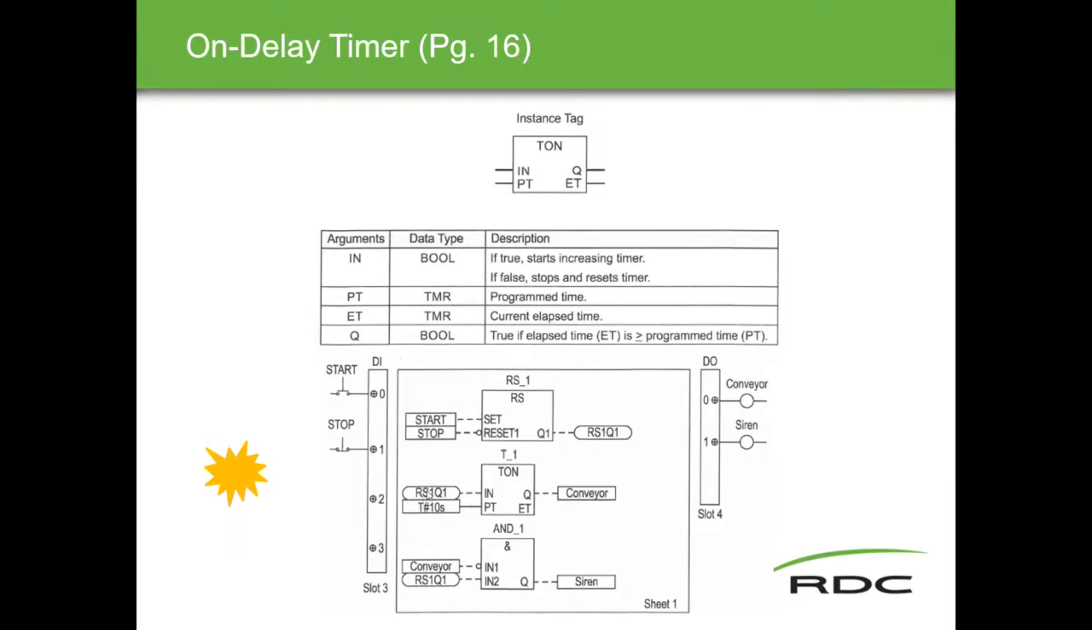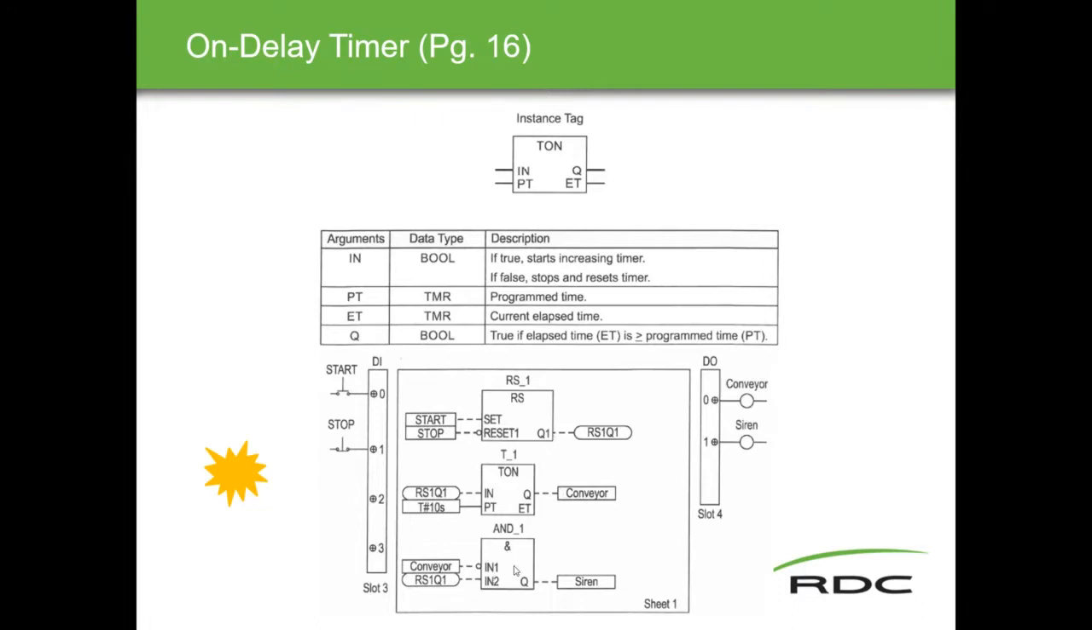It comes over here to the timer on input, which says, okay, timer, let's get it on. My program time is 10 seconds. So after 10 seconds, Q will become true and the conveyor will come on. Phase two, okay, right? After the siren comes on for 10 seconds, the conveyor will come on. So this starts that 10 second timer.